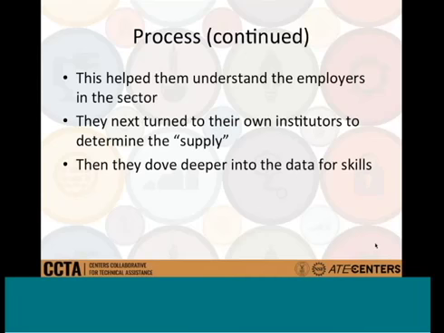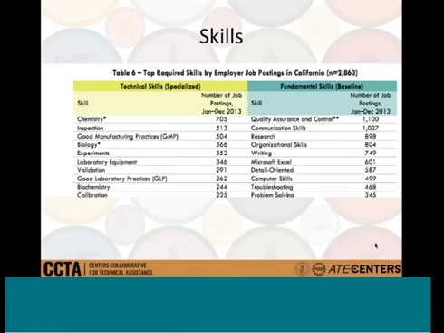Now they turned to that skill data and started looking more closely at the skills. This whole report wasn't focused on skills. It was just part of it. So I pulled this table from their report. You can look for yourself. I just did a screenshot, so it's not perfect. Top required skills for job postings in California. So they looked at 2,800 postings. I was very pleased to see this because on the left here, the top technical skill for these biotech people was chemistry.